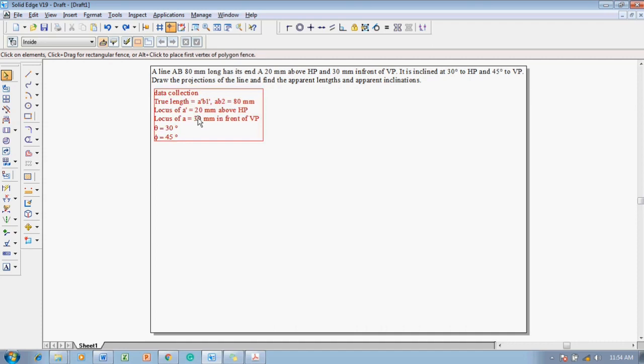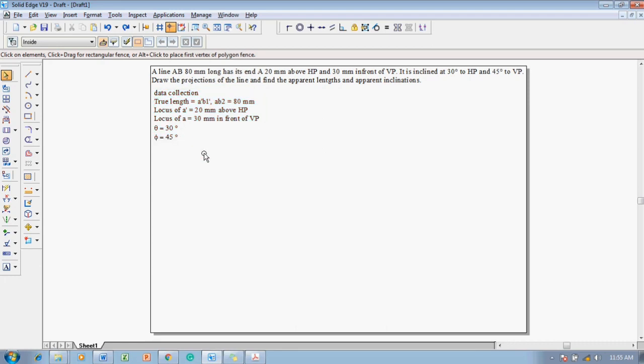Now, we will collect the data. According to the data, the line AB 80 mm long is nothing but the true length, which is nothing but A'B1' and AB2, that is 80 mm. And the locus of A dash, that is A is 20 mm above HP, that is locus of A dash, and A is 30 mm in front of VP, that is locus of A. And the true inclinations are given as 30 degree to HP and 45 degree to VP.